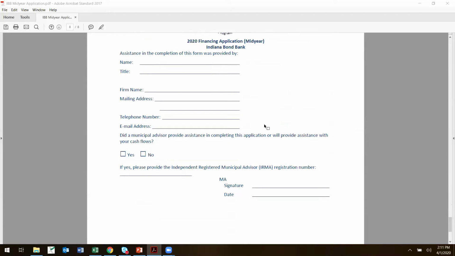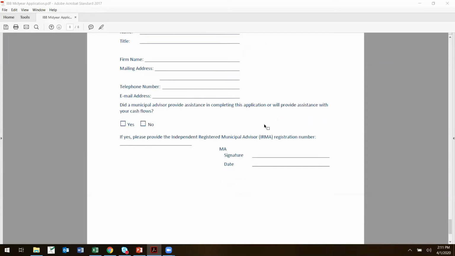If this was a supplemental application, that application itself is 4 pages. So then it's 2 pages of information. So we're really looking to make this as streamlined as possible for anyone who participates.